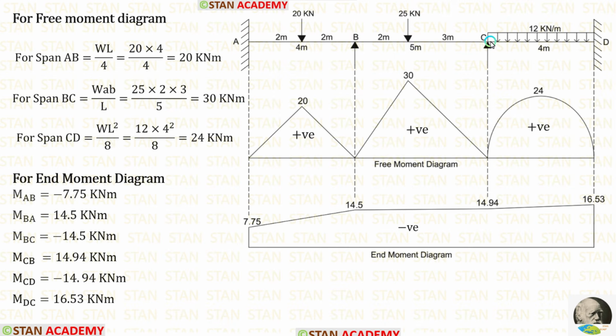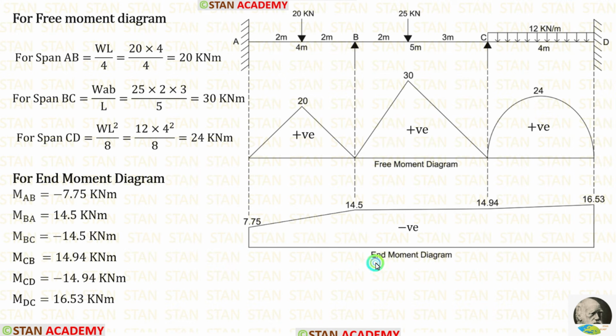In a simply supported beam, if the UDL is acting for the full span, the formula to calculate the maximum bending moment is WL²/8. Here W is 12, L is 4. When we apply it in the formula, we get 24 kN-m. Using these three values, we can draw the free moment diagram.